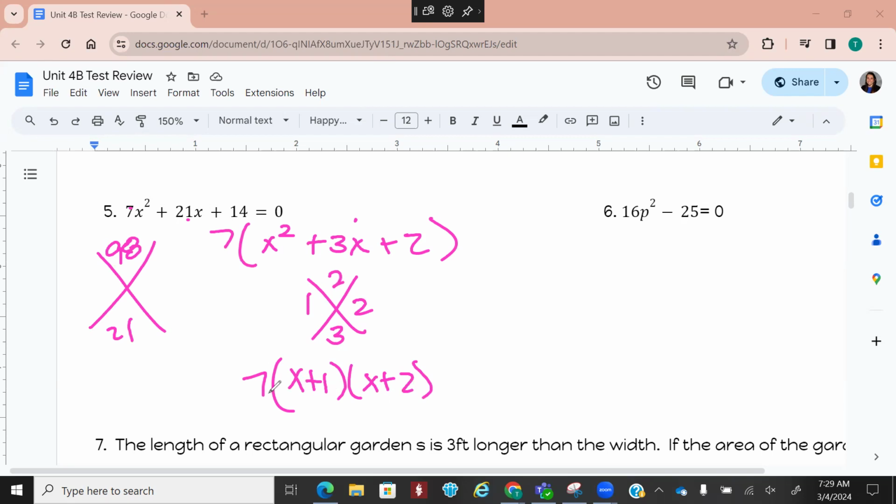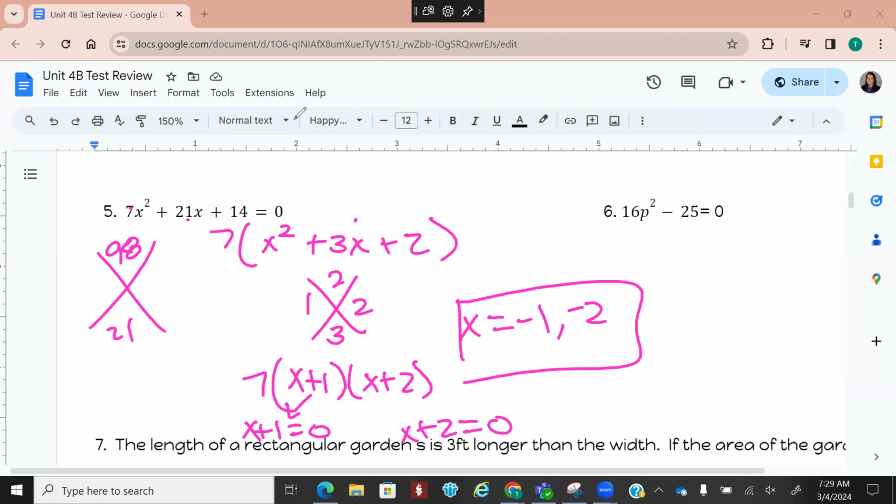Now it asks us to solve. So what we're going to do is take each one of these parentheses, set it equal to 0, and solve. So that's going to give me x plus 1 equals 0, x plus 2 equals 0, and both of those will give us x equals -1 and x equals -2.